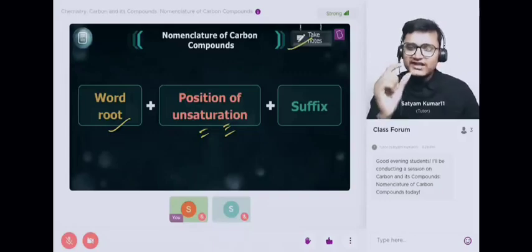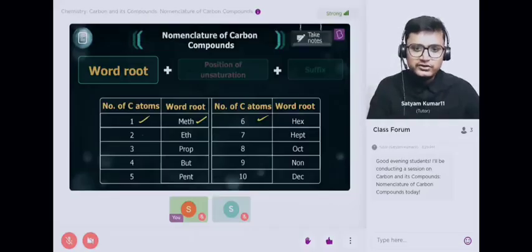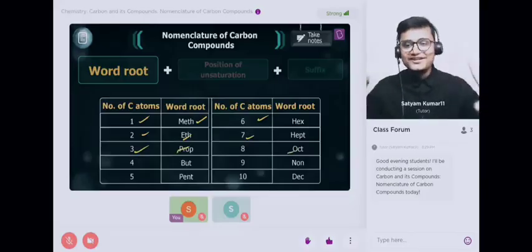Down the notes. Now let's take a few examples and see what happens. We are focusing on the word root. If the number of carbon atoms is 1, the word root is going to be meth. If it is 6, it's going to be hex, and so on. That you already know. If it is 2, it's going to be eth. If it's 7, it's going to be hept. If it is 3, it's going to be prop. And if it is 8, it's going to be oct, and so on. That you already know. Okay?